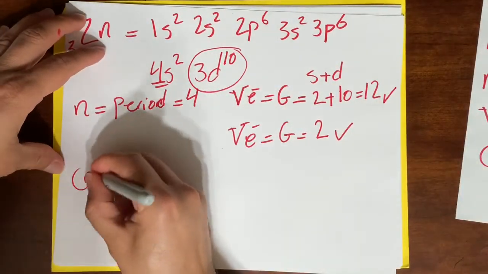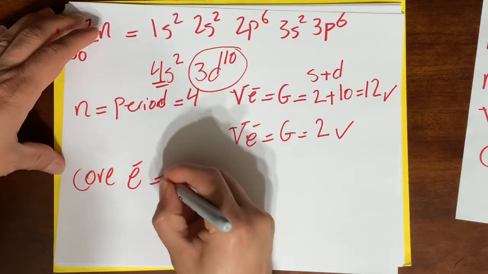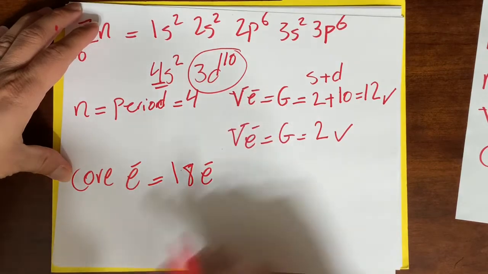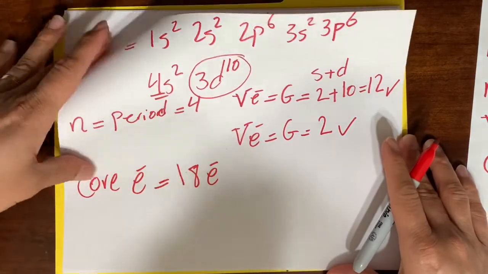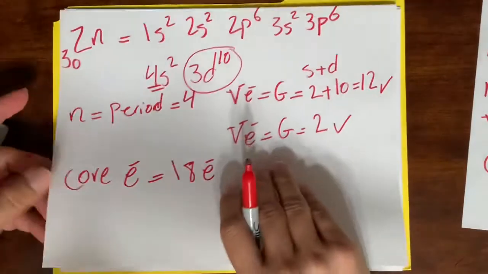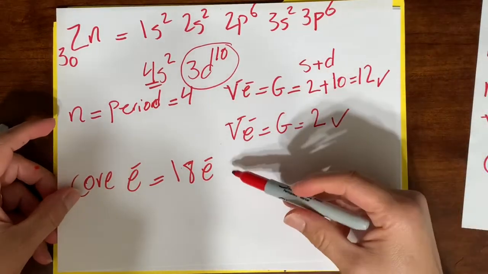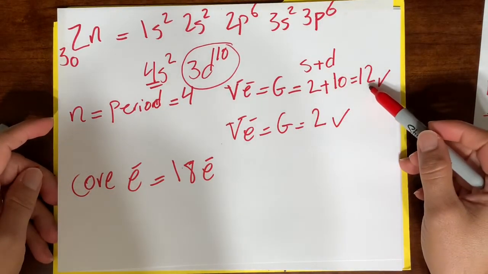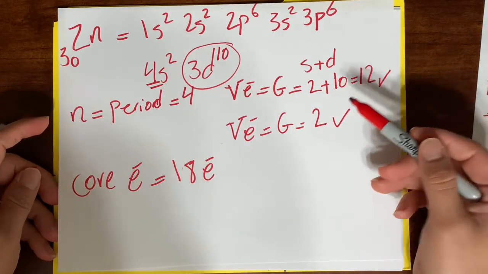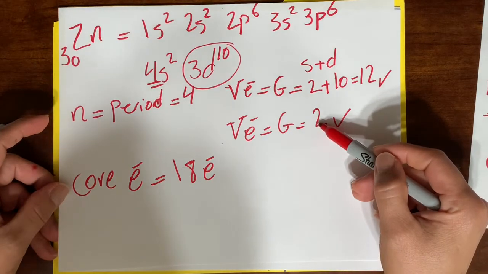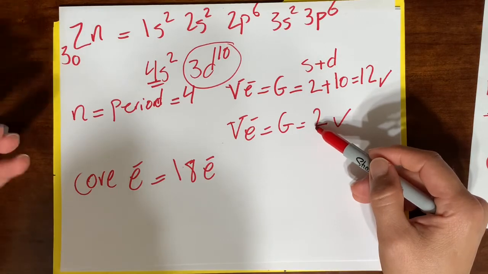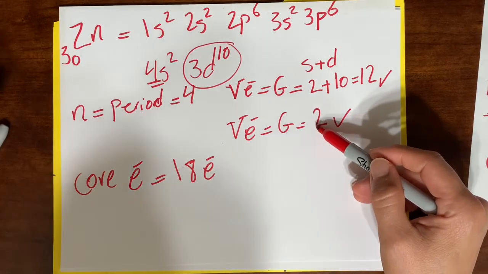How about core electrons? It will be equal to 18. 18 core electrons. If we go with 12, it will be 18. Otherwise, if you go with 2 as the group or valence electrons, that means you're ignoring the D. If you're ignoring D, then you will have 28 core electrons.